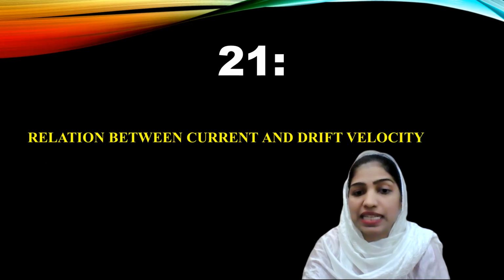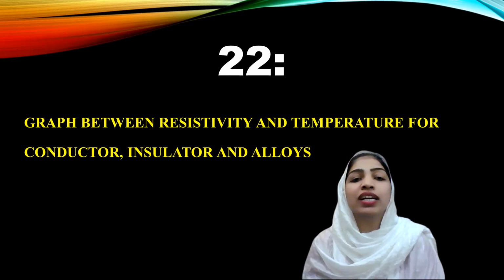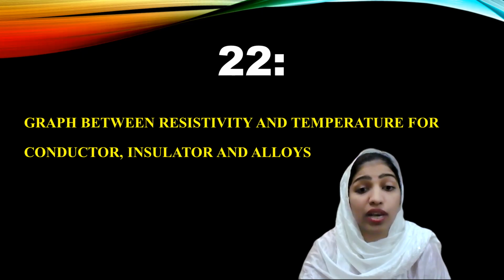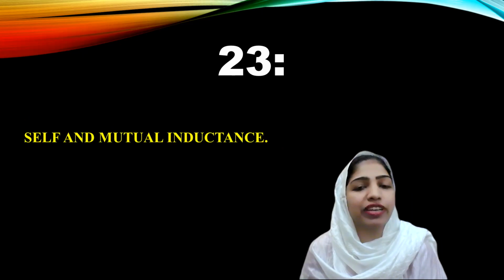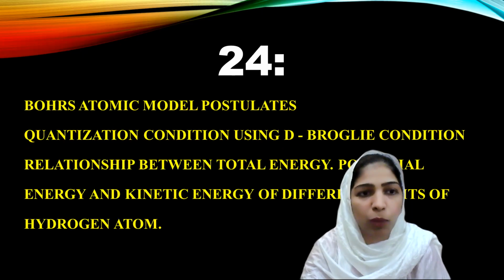Okay, relation between current and drift velocity is yet another important topic which I feel highly probable. Graph between resistivity and temperature for conductor, insulator, and alloys, which is again there in the NCERT textbook, chapter number 3. Self-inductance and mutual inductance derivation from electromagnetic induction topic.